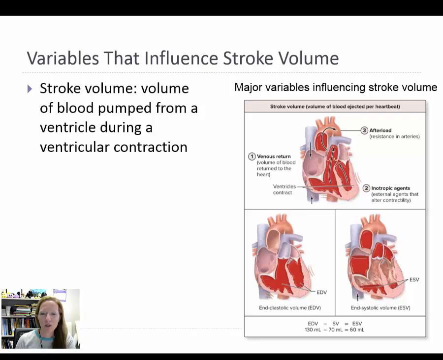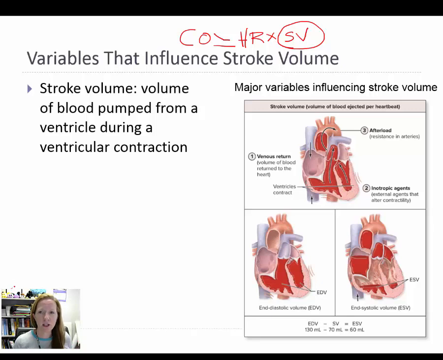Hi everyone. So let's go ahead and finish up this very last section of chapter 19 by taking a look at that second factor that is going to influence cardiac output. So remember we talked about cardiac output and how it equals heart rate times stroke volume. We talked about heart rate, and the influence of drugs, hormones, and the autonomic nervous system. So now we're going to take a look at stroke volume.